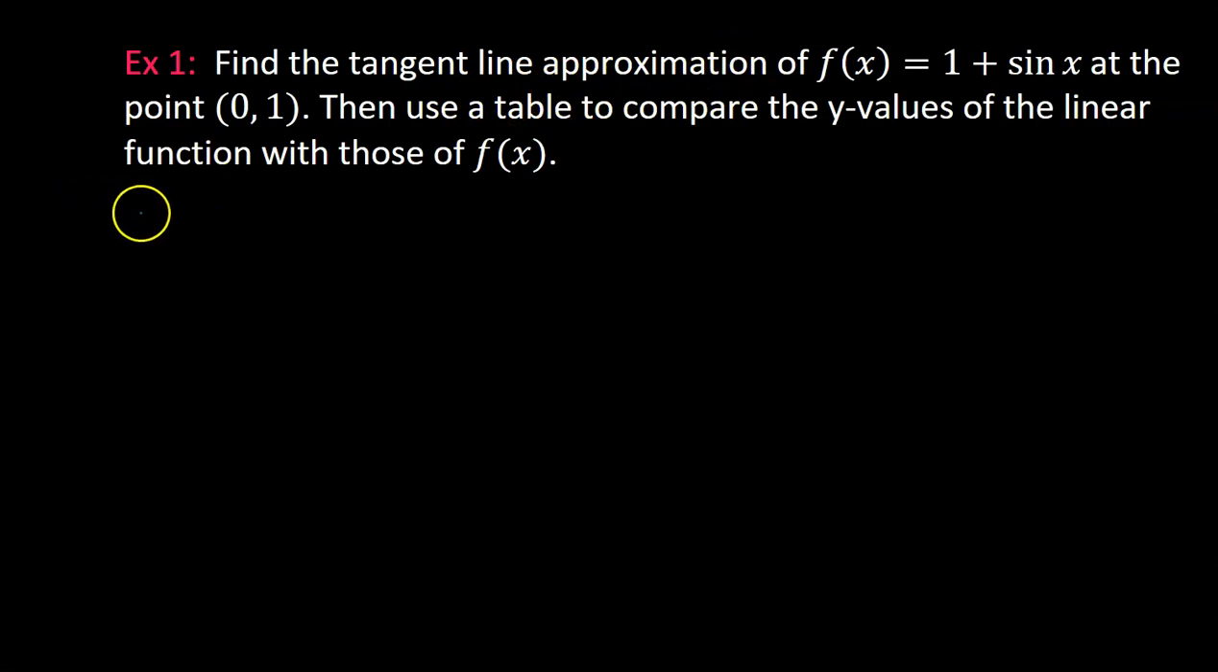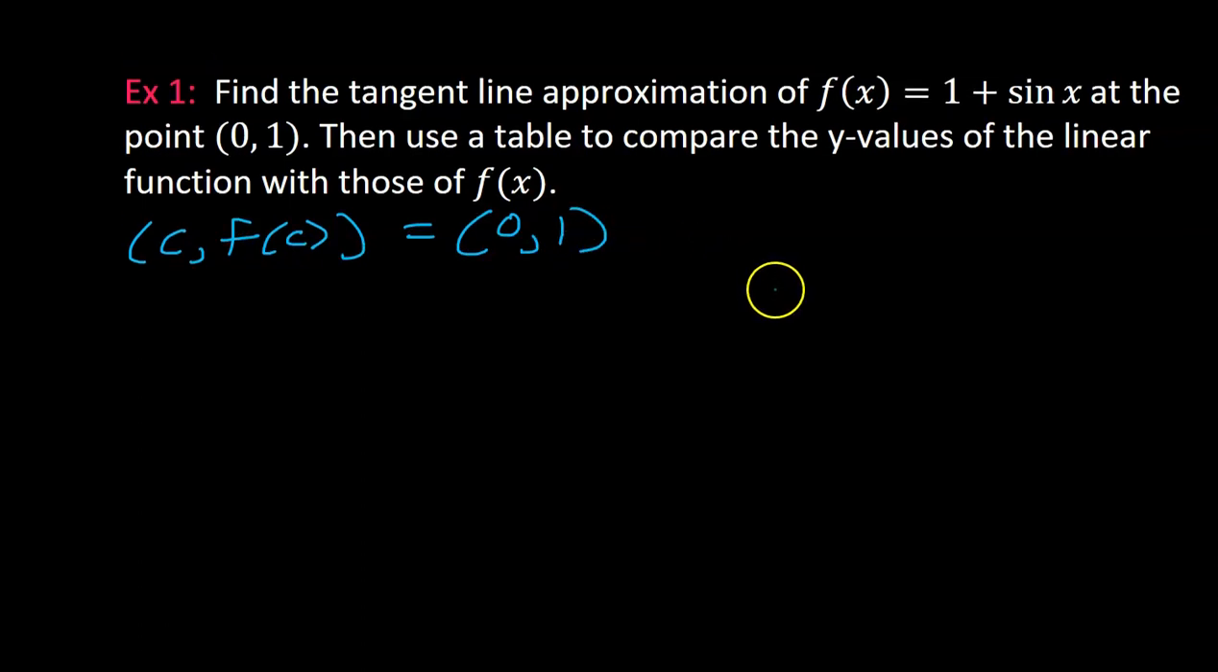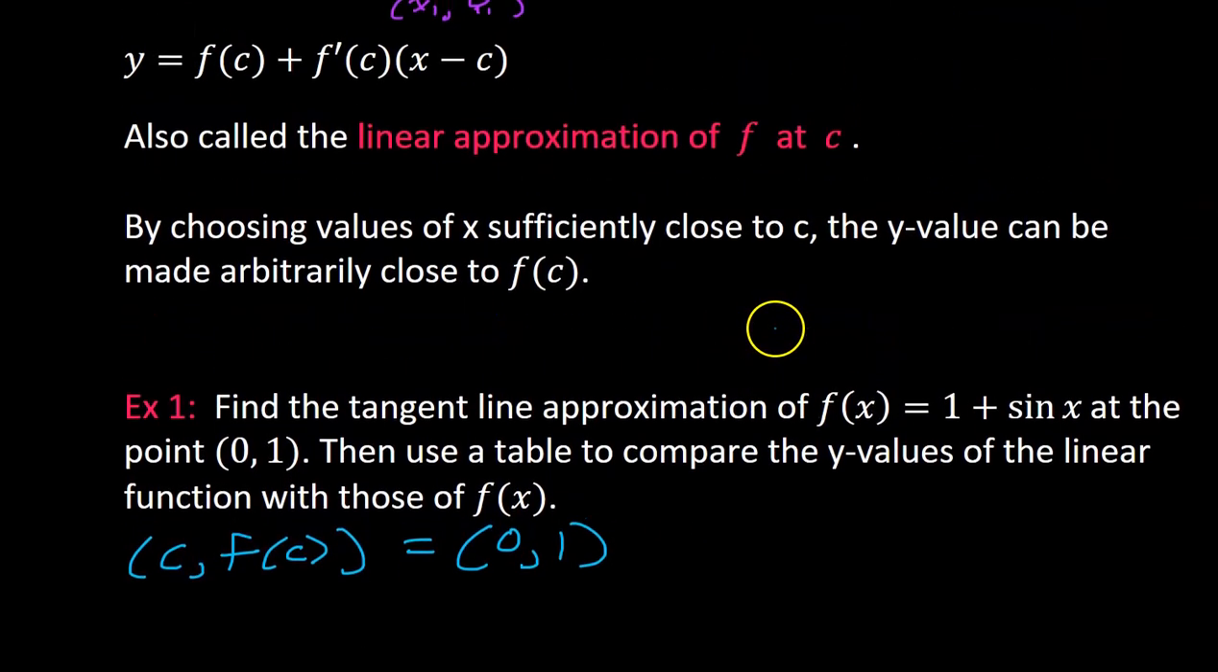We are going to be using the point of tangency, so they're giving us the point (0, 1). Understand the point of tangency in the formula that we just used: we have c and f at c, and they're telling us that that is the point (0, 1). So c is 0 and f at c is 1. Our formula involves f prime, so we're going to need the derivative of this function. Let's go ahead and get that down.